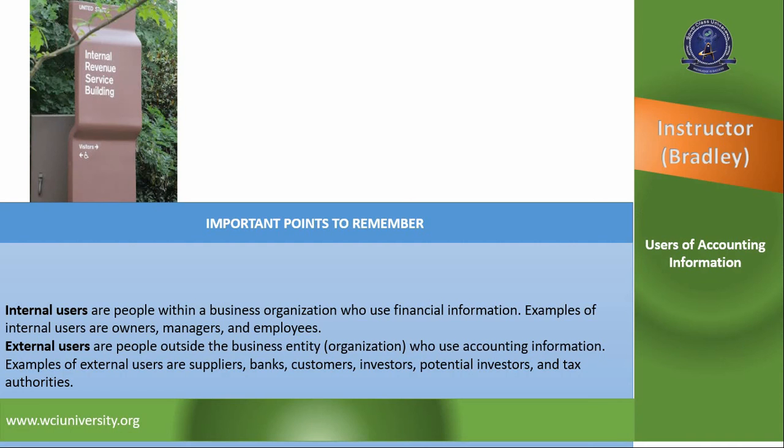We're going to look at the most important point to remember. Internal users are people within a business organization who use financial information. For example, internal users are owners, managers, and employees. External users are people outside the business entity organization who use accounting information. For example, external users are suppliers, banks, customers, investors, potential investors, and tax authorities.